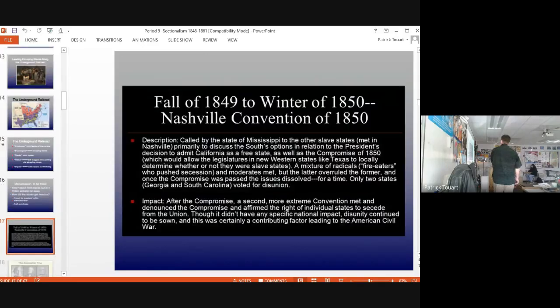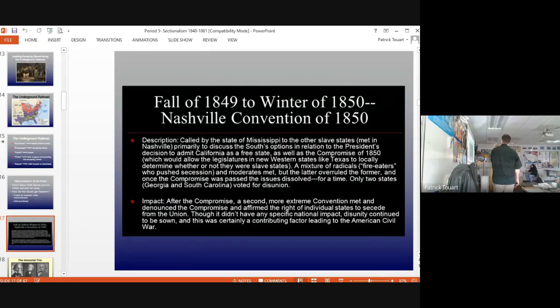All right. So I mentioned, and I'd like you to know it because I don't know if the book goes in depth about this at all, they had in 1850 a convention in Nashville, and this is a convention of Democrats, primarily fire eaters. You should know the Nashville Convention. Mississippi calls it: the other slave states meet here. What are we going to do about California?